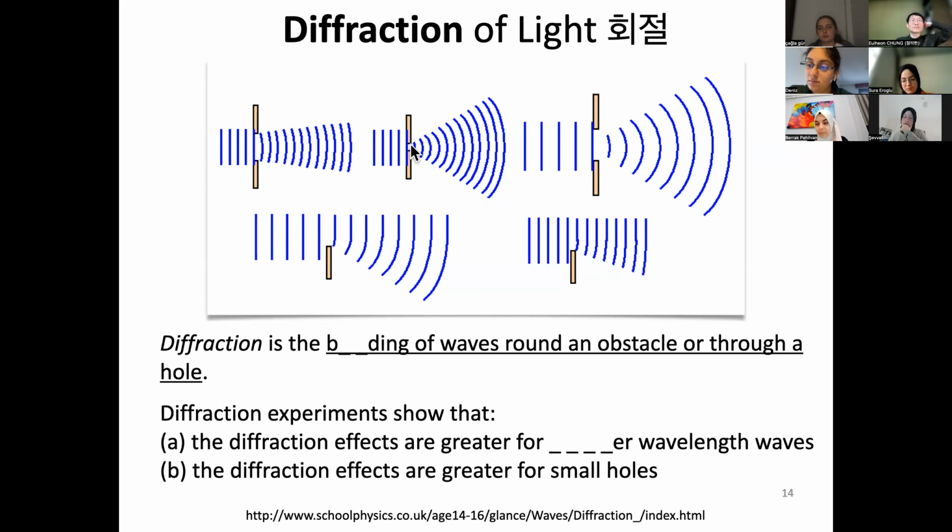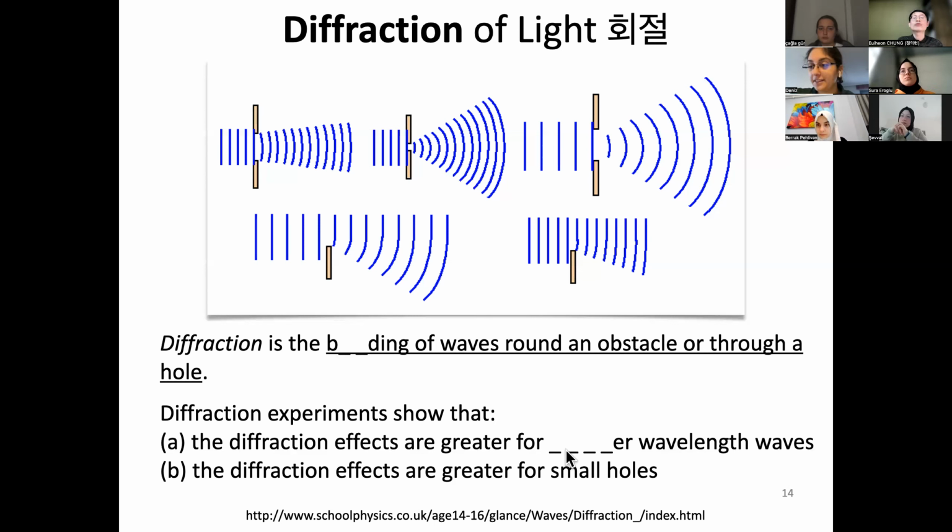For example, if I use the same size of aperture but with a longer wave, what you can see is the bending is actually more. That's what I want to emphasize for you. So diffraction is, sorry, I cannot write it down for you, but I hope you understand, it's the bending, B-E-N-D, of waves around an obstacle or through a hole here. Okay, so the effect of diffraction is greater for longer or shorter wavelength? So let me ask maybe Denise.